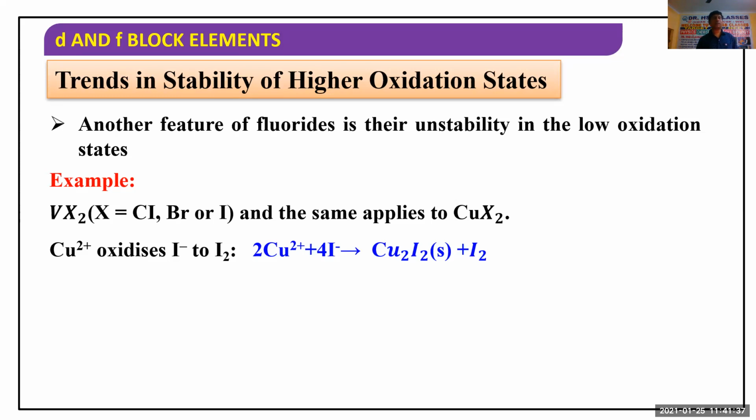Cu2+ oxidizes I- to I2. That means copper is reduced: here copper is 1+, and here iodine goes from minus 1 to 0, so the oxidation number increases. Oxidation occurs for iodine and reduction occurs for copper. This is the copper 2+, and here copper is plus 1.